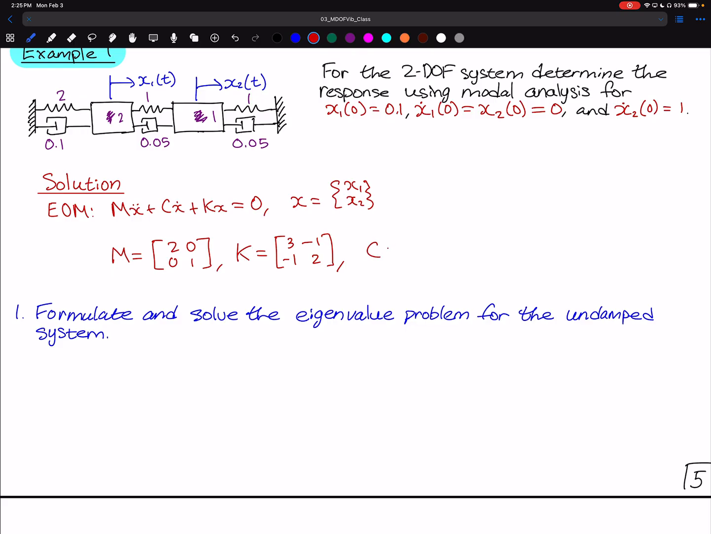Then our damping matrix, we'll do something similar. We will get here 0.15, minus 0.05, minus 0.05, and 0.1 here, such that the damping matrix is equal to 0.05 K, such that we do have a proportionally damped system and we can go about using classical normal mode theory, which is what we just went through.